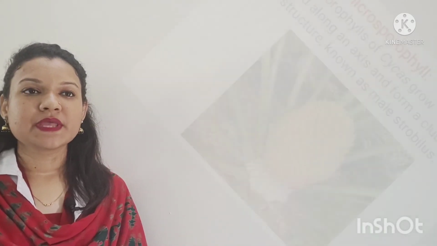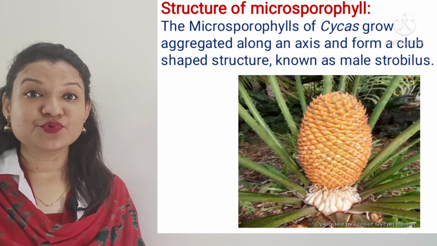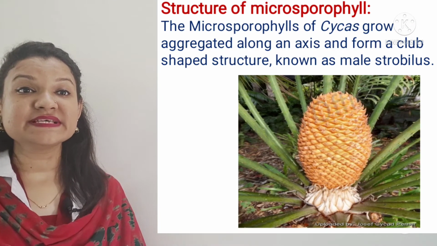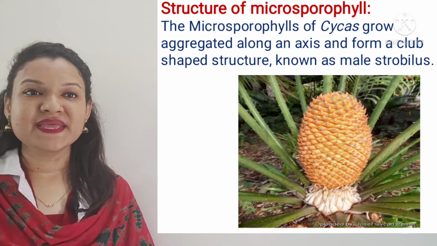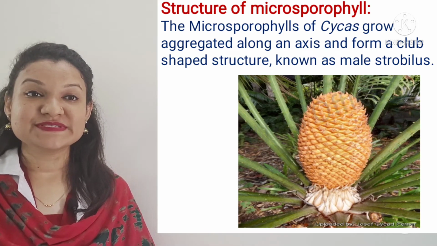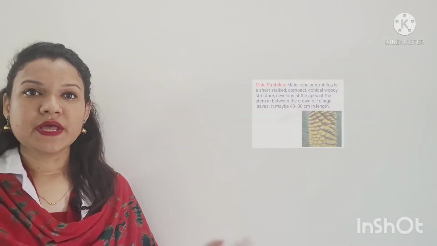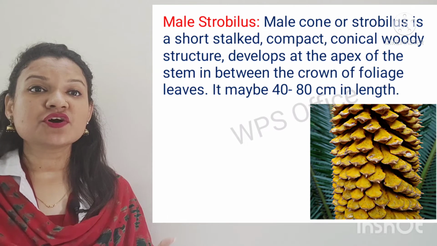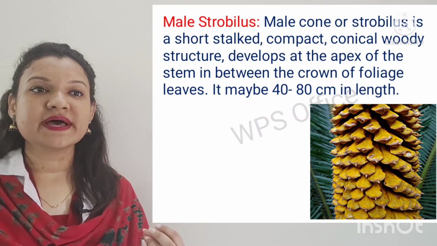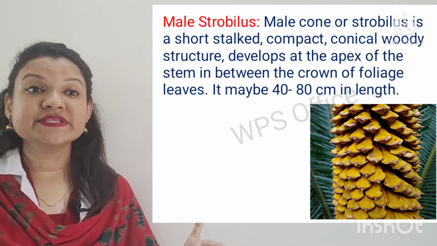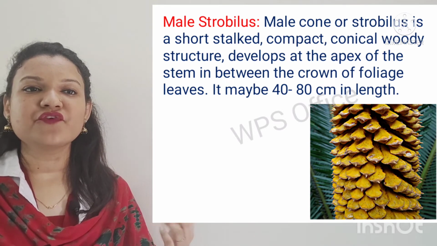Now I will describe the structure of the microsporophyll. The microsporophylls of Cycas grow aggregated along an axis and form a club-shaped structure known as the male strobilus. Here, as you can see in the picture, the male strobilus. The male cone or strobilus is a short-stalked, compact, conical, woody structure that develops at the apex of the stem in between the crown of foliage leaves. It may be 40 to 80 cm in length.